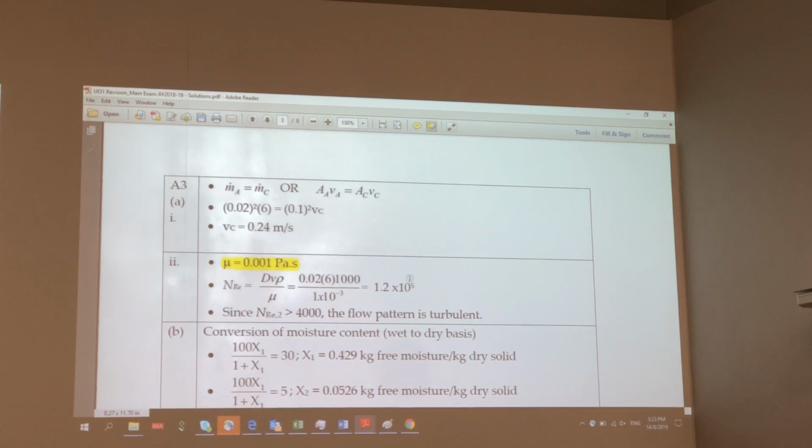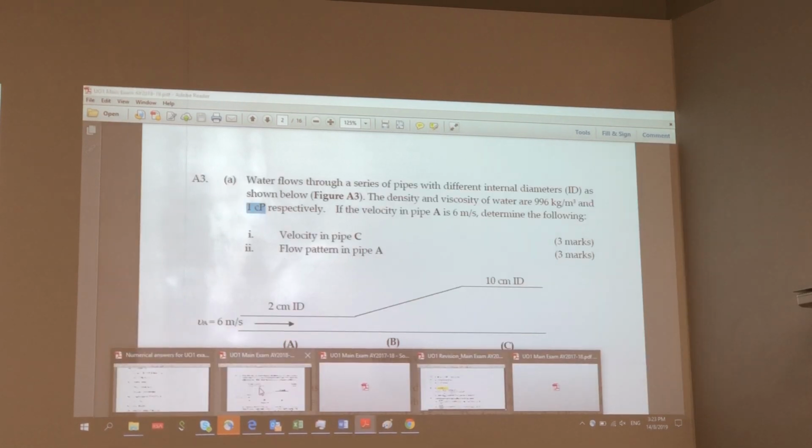Yes. Correct. Density here, you should use the value 996, which is given. Here. Correct. Your answer is still the same. Thank you. Okay, can we move on?